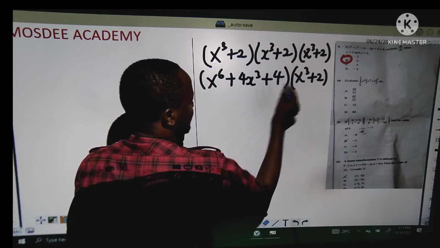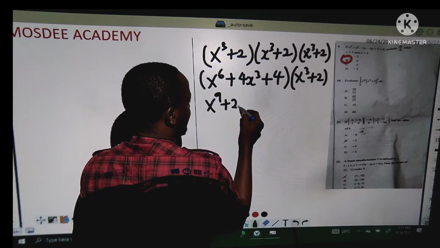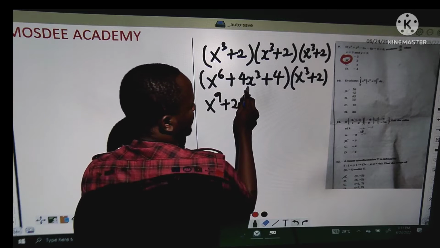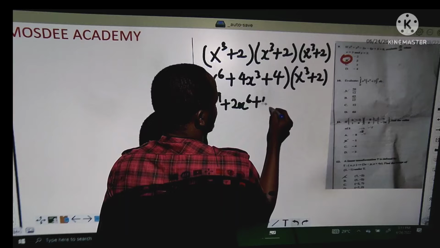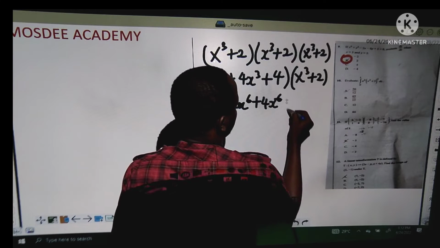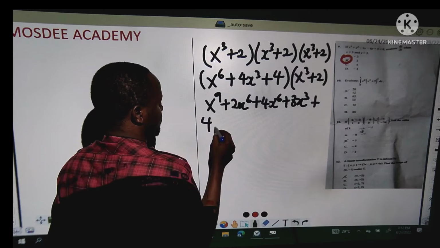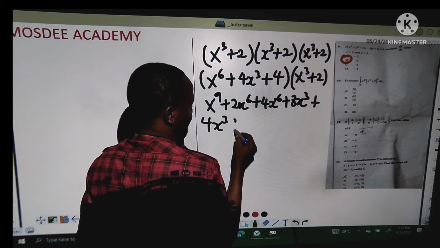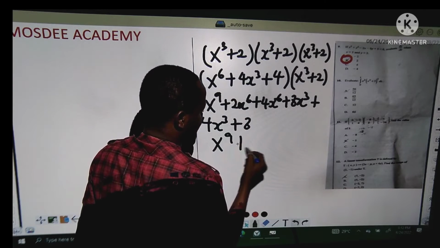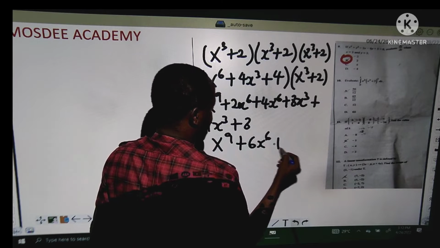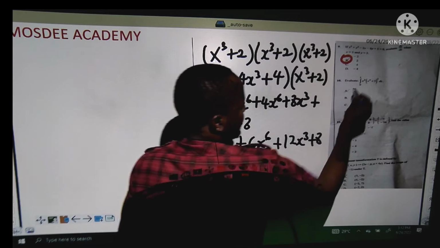If you multiply this times this, it is x^9. This times this is plus 2x^6. Then I start with the second one: this times this is plus 4x^6. It's not easy. And this times this is plus 8, and x cubed times 4 is 4x cubed, plus 8. So you can add those that have uniform terms: x^9, 2 plus 4 is 6x^6, plus 8 plus 4 is 12x cubed, plus 8. Don't forget there's an x square outside.